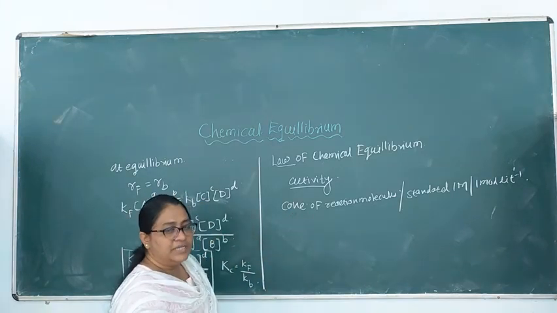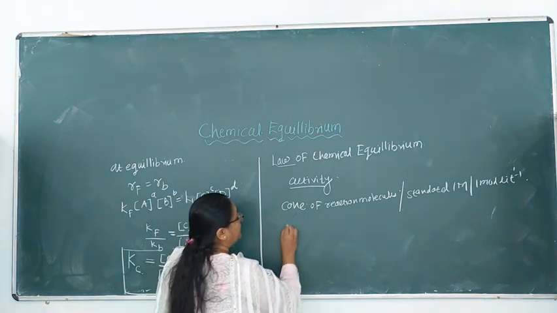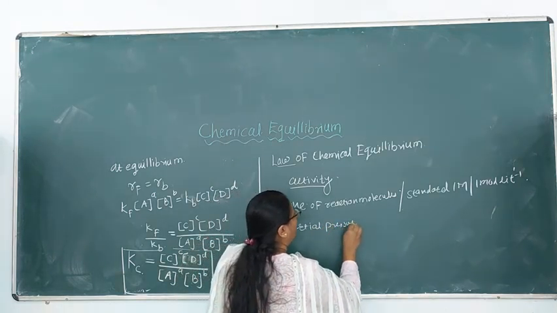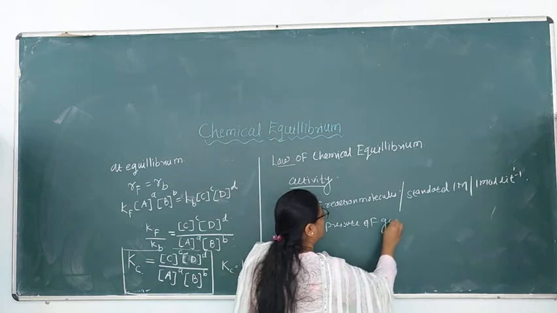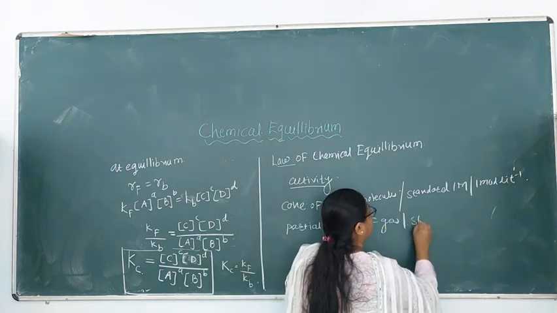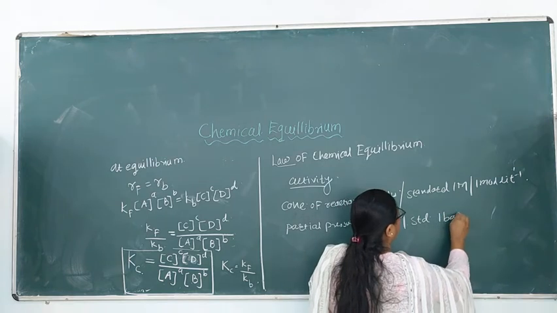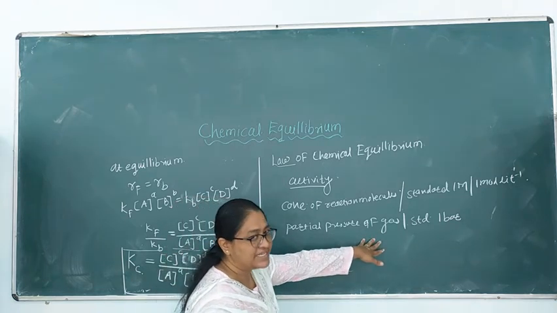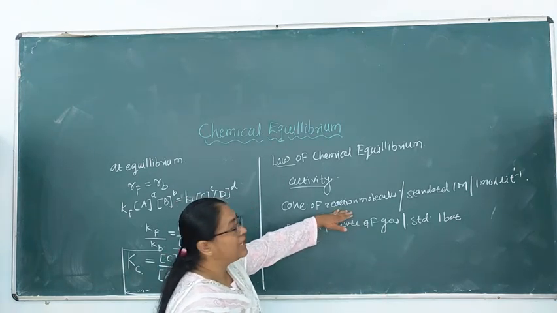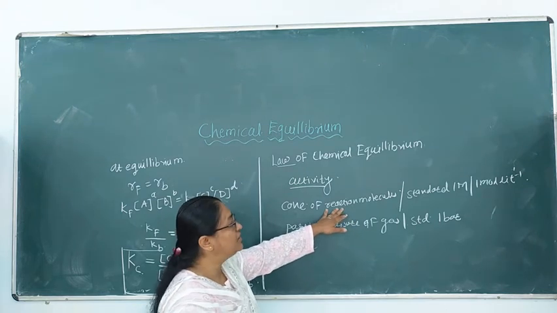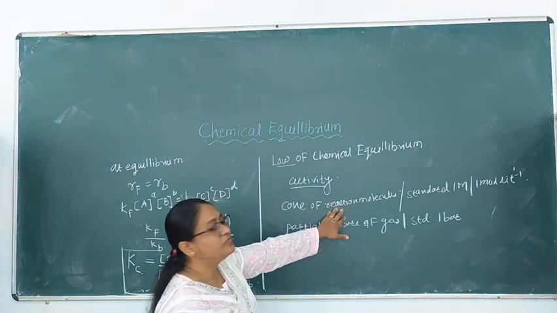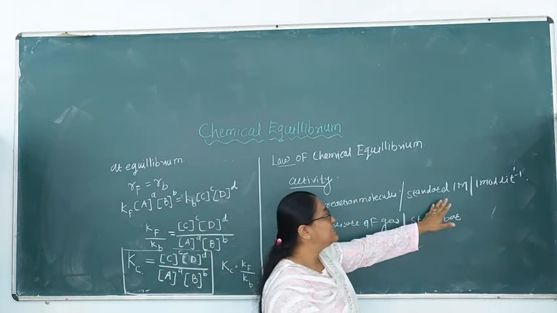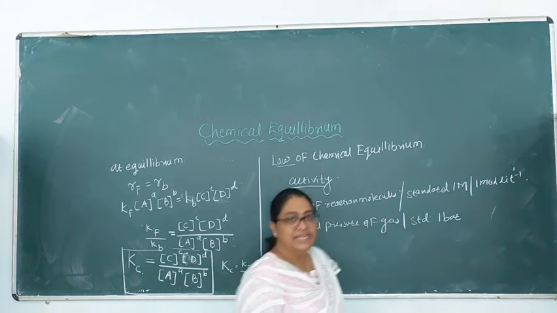If your reactants are gaseous, then the partial pressure of the gas is divided by the standard pressure of 1 bar. This is how the activity of gases is calculated. To calculate the activity of liquids or solids, this type of equation is used: the concentration of that liquid or solid molecule divided by the standard concentration of 1 mole per liter.